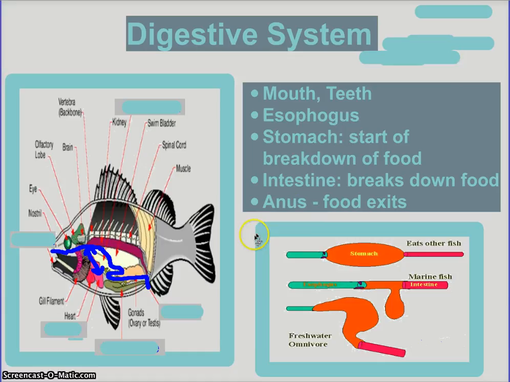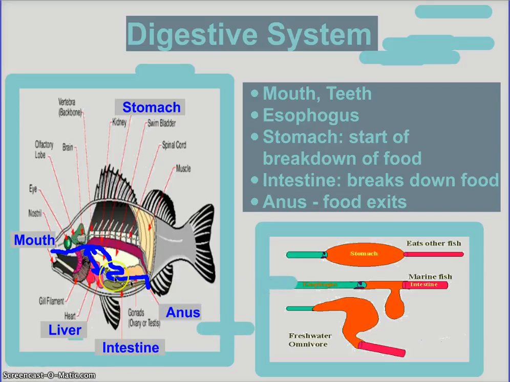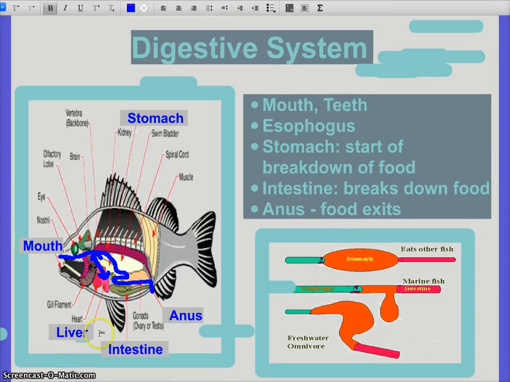But in addition, and I have all your structures here, you have the liver, okay? So when he drew the animation, the liver wasn't part of it because that's not where food travels, but the liver will filter substances in the digestive system. So add that in your notes, okay?